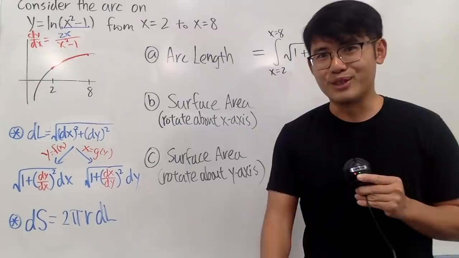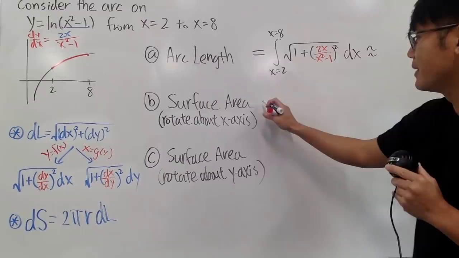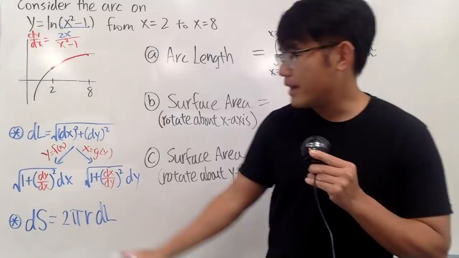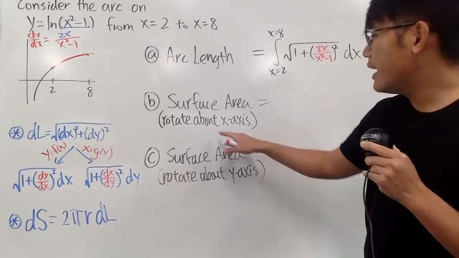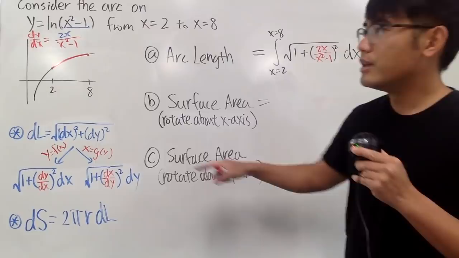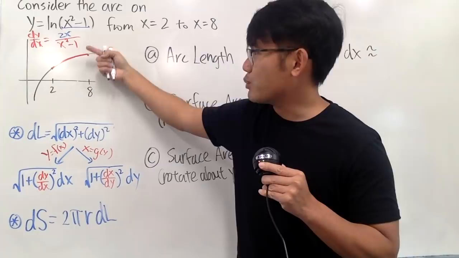Okay, next, surface area. Well, in this case, the capital S stands for the surface area, and dS is just a small change amount in the surface area. Notice the formula is 2 pi r. It's just like the circumference formula, right? And in our case here, we are going to take the arc and rotate about the x-axis. So when you do that, the radius is the y value, right? This right here is the y value when you have this rotation here.